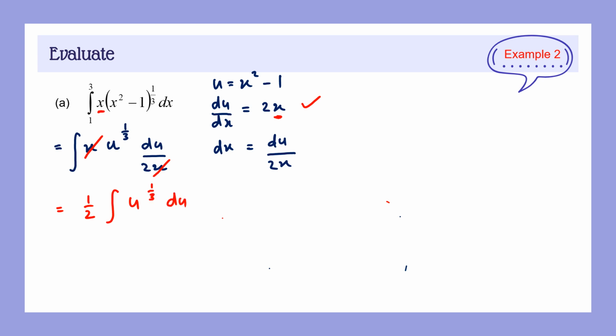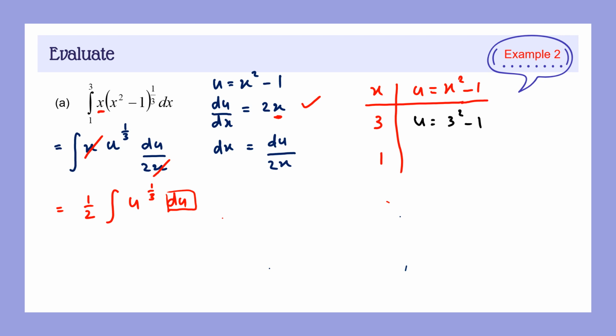Okay, so how about the limit? The limit here we cannot continue with 1 and 3. 1 and 3 is actually the value of x. Now our integration has changed to du, so we need to find the value of u from the value of x. Since the x values are 3 and 1 and u is equal to x squared minus 1, when x equals 3, u is equal to 3 squared minus 1, then we get 8. When x equals 1, u is equal to 1 squared minus 1, we get 0.